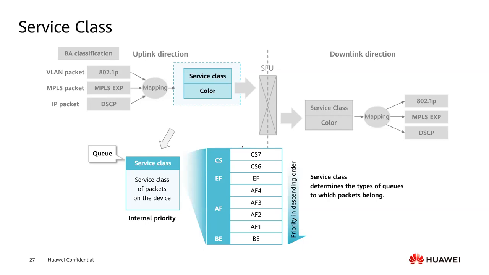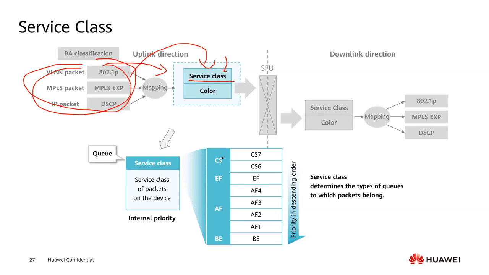Okay, so let's look at the service class first. We already know that this is an external priority, and when the packet comes into the device, the device will map the external priority into the inner priority, which means the service class. The service class is the inner priority. We have 8 inner priorities from 0 to 7, and the inner priority and the service class are basically the same thing. We also have names from BE to CS7. This is not a DSCP name. This is an inner priority name. It is just some names we have here.